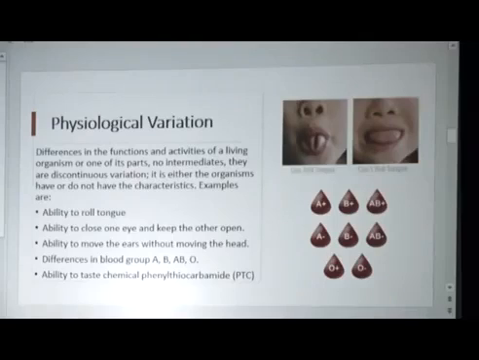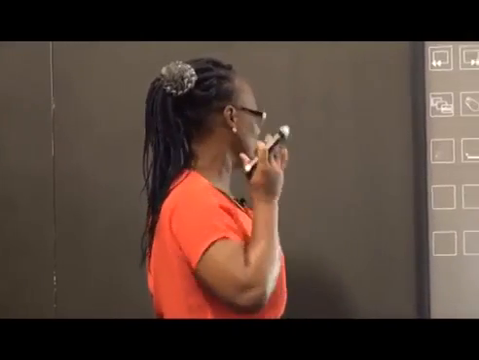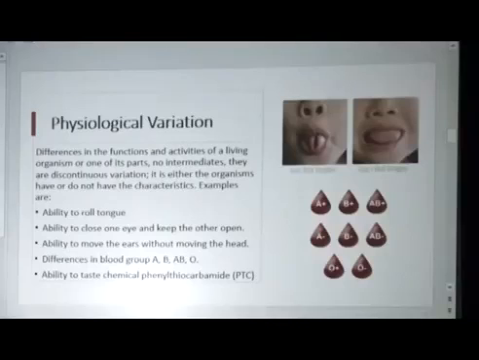Another one is ability to move the ears without moving the head. Look at me. I can't move my ears without moving my head. But some people can do that. It is discontinuous. It is either you can do it or not. Other examples: we have differences in blood group. There are 4 major types of blood group: A, B, AB, O. You either belong to one of these, not two or more than that.